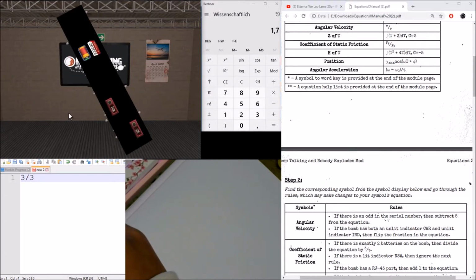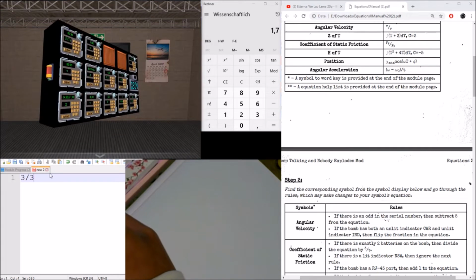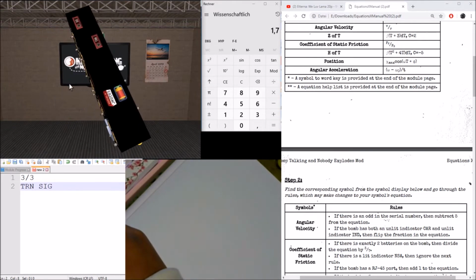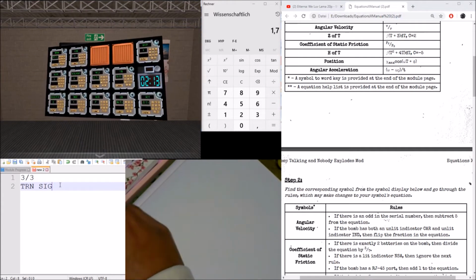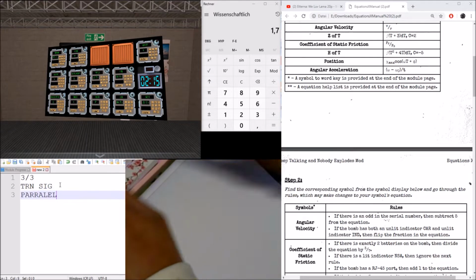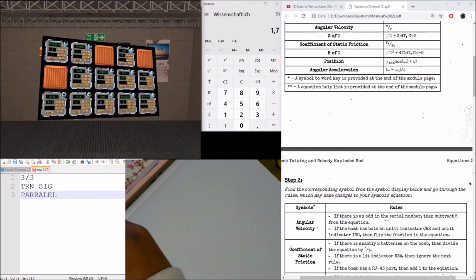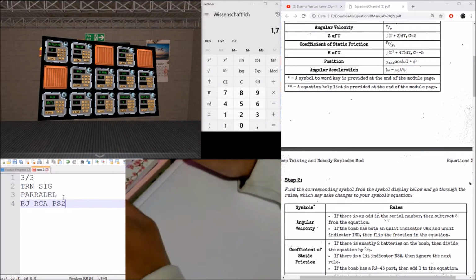We have an unlit TRN and an unlit SIG. Then we have a port plate with a parallel port. And we have an RJ, RCA, and PS2. So there we go.